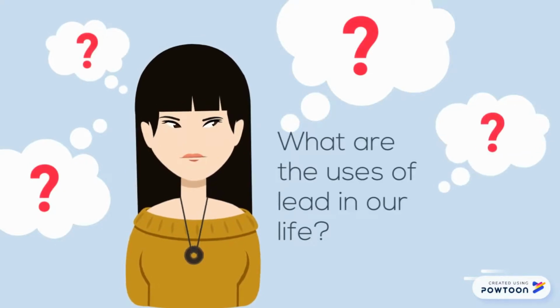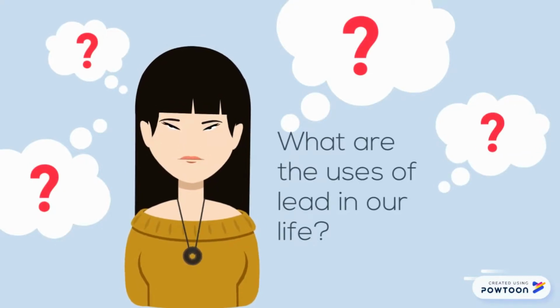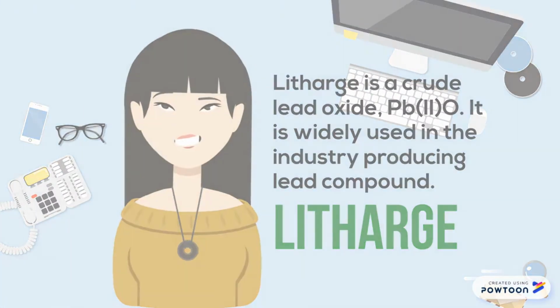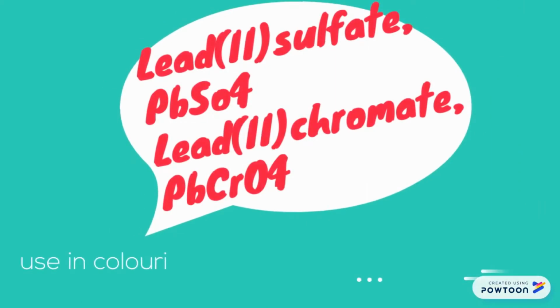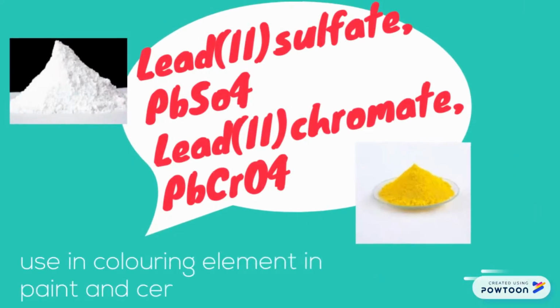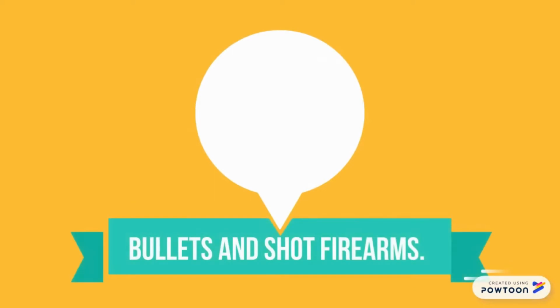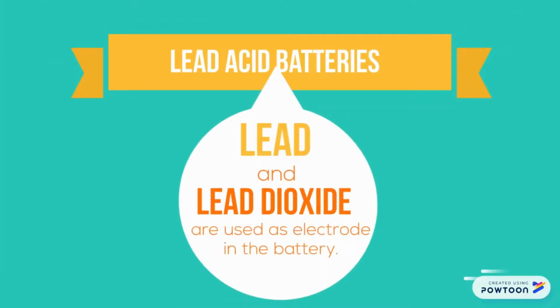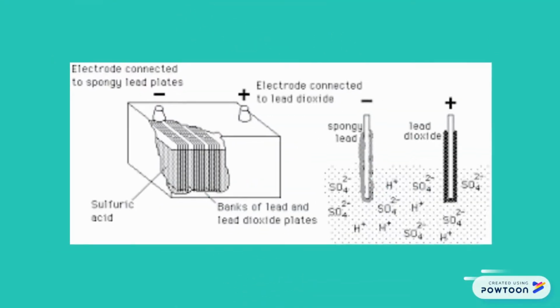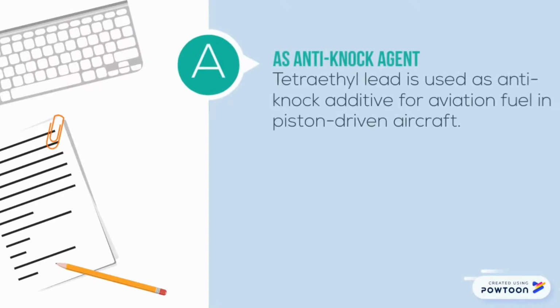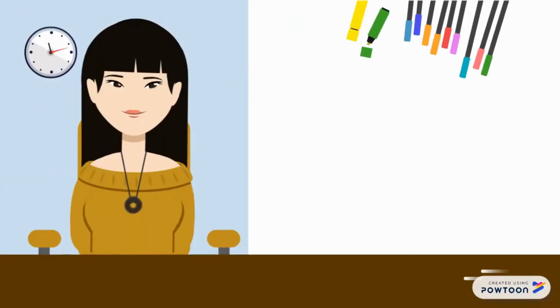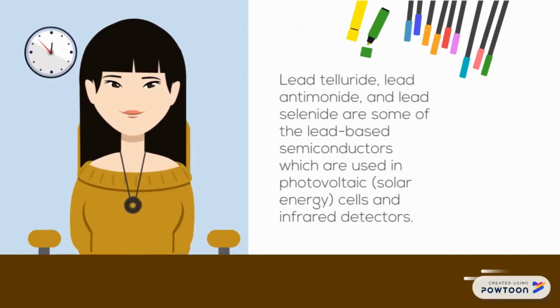Then, what are the uses of lead in our life? Lead is used as a deterrent. In paint, lead is used as the coloring element. Also, lead is used in bullets and shotgun firearms, and in lead-acid batteries. Lead is also known as an anti-knock agent and a soldering material. So those are a few uses of lead in our daily life.